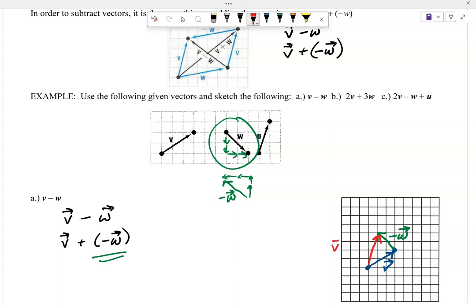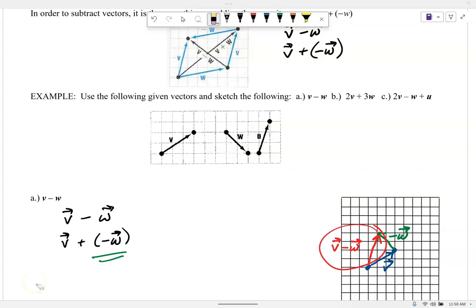That's our vector that we want. That's the resultant vector in red. Alright, let's do this next one.